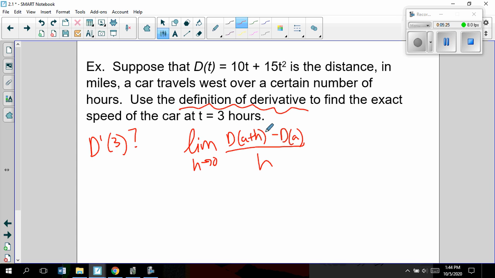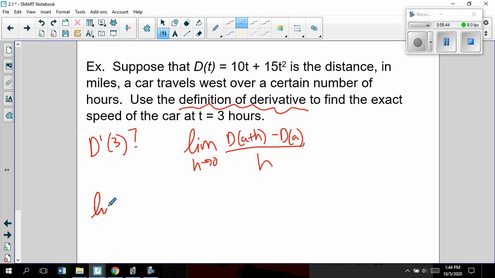Okay. I would suggest pause the video right now, see if you can go through the process of plugging in a, simplifying algebraically, and working it down. When you feel like you have it or you got stuck, hit play, and then you can hear me go through it. All right, so I'm going to plug in 3 here.